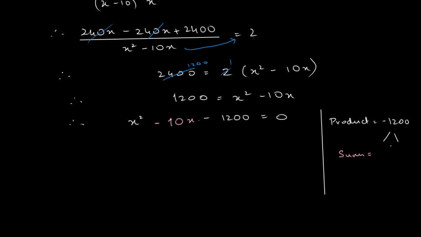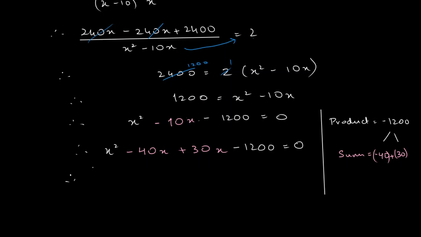So the two numbers would be negative 40 into 30, right, because minus 40 into 30 is minus 1200 and minus 40 plus 30 is minus 10. So therefore, what I'll end up with is x squared minus 40x plus 30x minus 1200 is equal to 0.